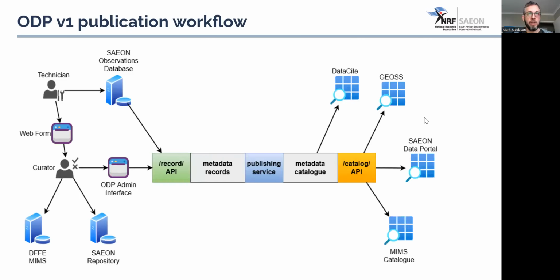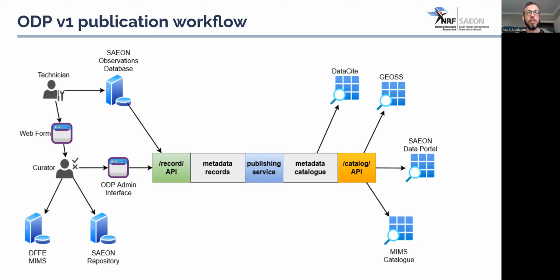In ODP version 1, the publication workflow was linear. Any metadata put into the system, whether automatically from the SAEON Observations database or manually by a curator, was essentially the same metadata that would come out at the catalog endpoint. What we found was that this process was sometimes too rigid for the variety of use cases that we have to support, and it often required various workarounds to get things published to different flavors of catalog.